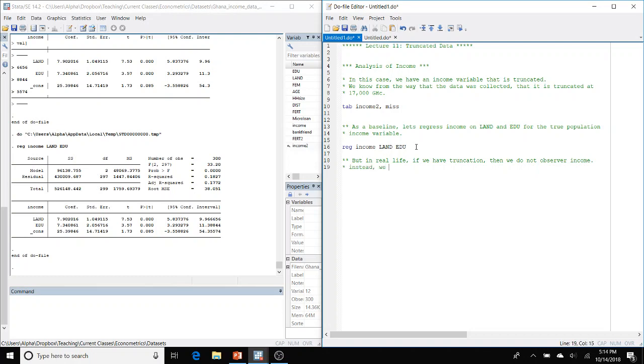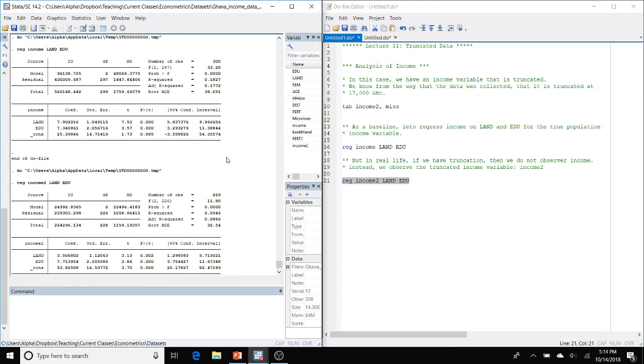Instead, we observe the truncated income variable, which in this data set we're just calling income 2. So now let's do reg income 2 land edu. All right, so here we go. Here is the truncated variable. Here's the untruncated income variable. You can see that there are 71 fewer observations for the truncated variable than for the true variable.